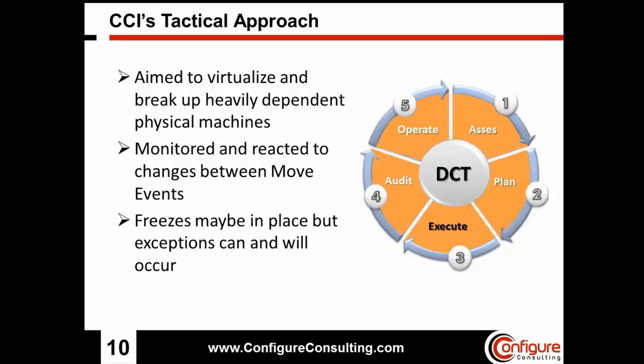What we also do, as part of the planning and the executing phase, is aim to break up some of the heavily dependent servers. So if you have a large physical web server, for instance, that's hosting 50 to 60 applications, you may look to break that physical server up, virtualize it into many different servers so that one can be used for each business unit. And it really does break down the dependencies in place, and it makes it a lot easier for us to perform the migration.